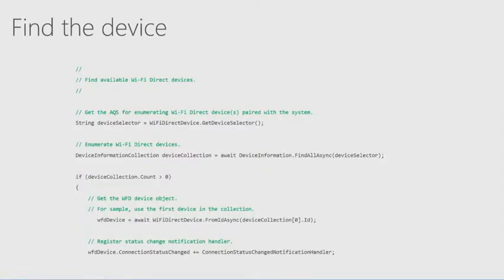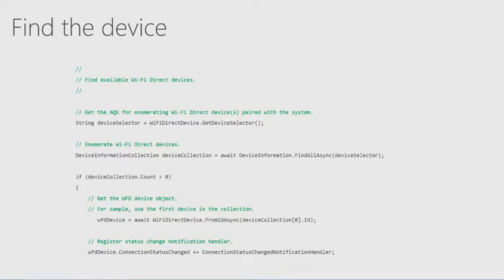Let's look at how this works in code. Step 1. Create the AQS query for Wi-Fi Direct devices. Simple one-line operation. Step 2. Choose the device that you want. Let's say there's a bunch of devices paired with the system. You want to pick the right one that you're going to use. Here in our very simple example, we'll assume that the first device is the one that we want.